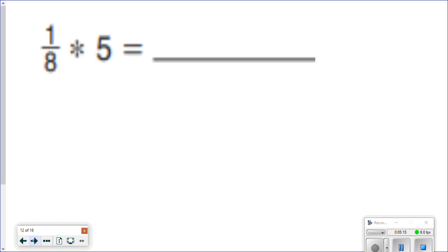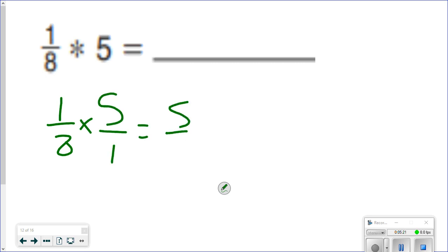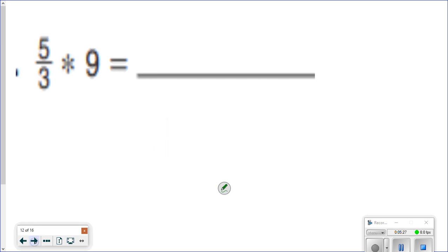1/8 times 5. Your answer? 5/8. 1 times 5 is 5. 8 times 1 is 8. Multiplying fractions is so easy.